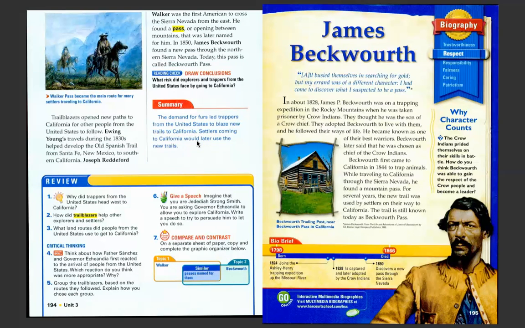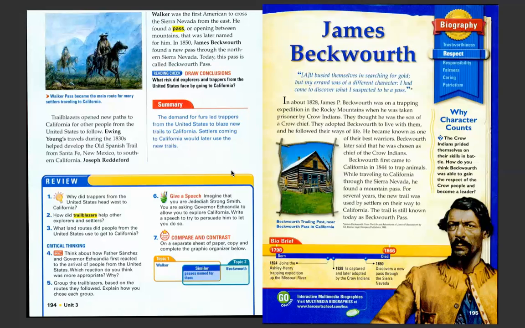All right, let's read the summary. The demand for furs led trappers from the United States to blaze new trails to California. Settlers coming to California would later use the new trails. So they were called the trailblazers because they, of course, were the first. They blazed the trails and they made way so that others could follow.